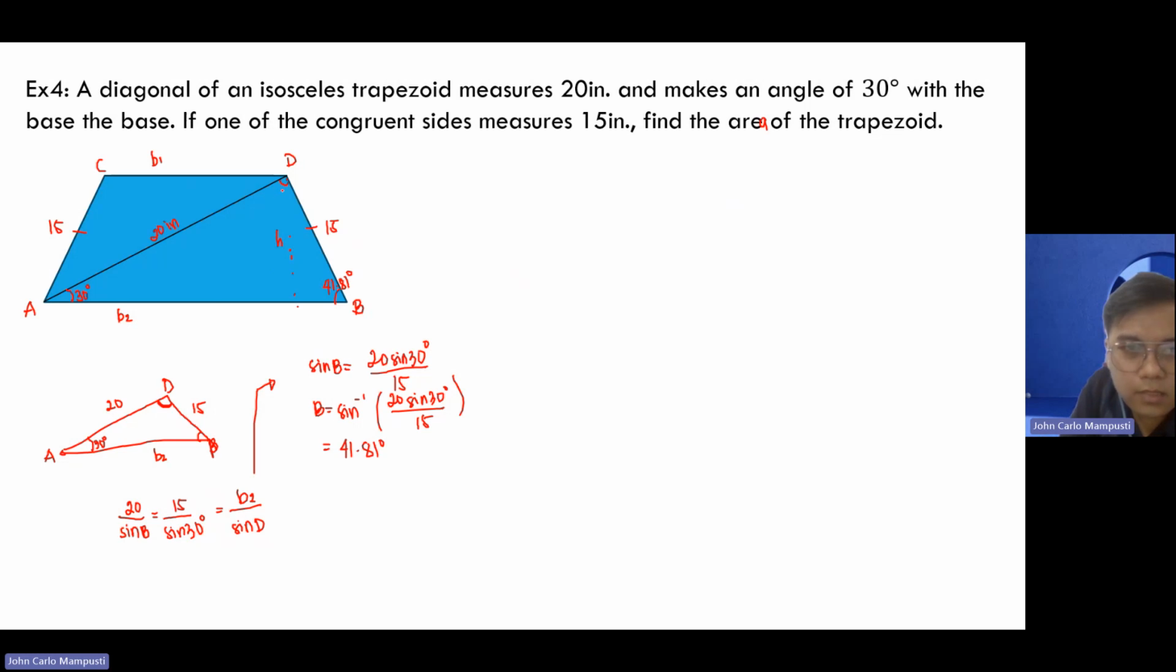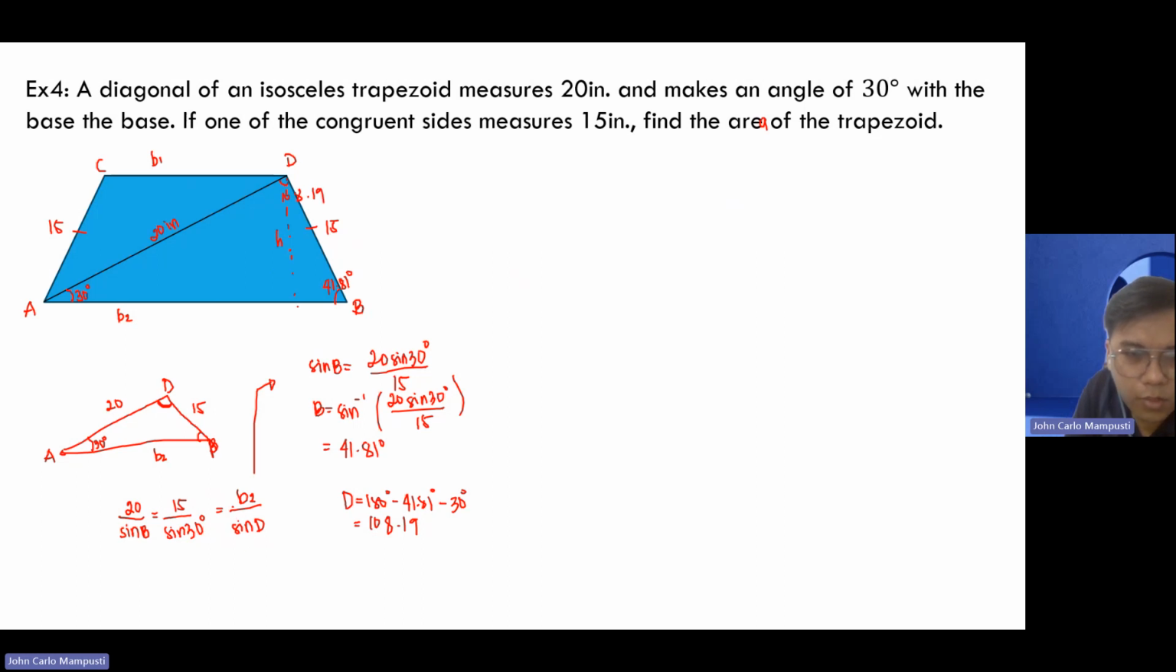So, let's say this is angle D. So, D is equal to 180 degrees minus 41.81 degrees minus 30 degrees. So, bakit ba natin ginamit yung 180? Kasi nga, the sum of interior angles of a triangle is 180. Therefore, angle D natin is 108.19. So this one, this is 108.19. So meron na tayong angle din, no?